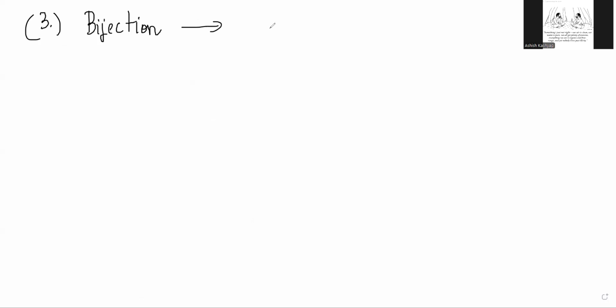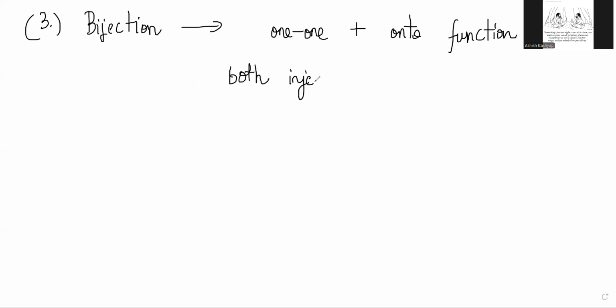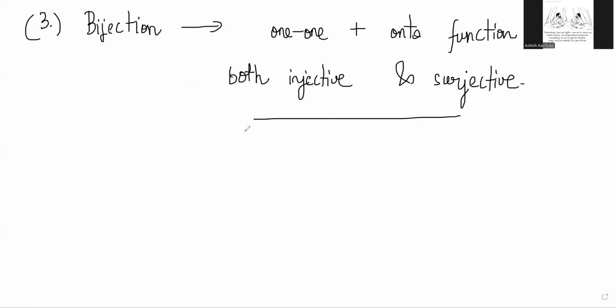A bijection is basically a 1-1 plus onto function. So what this means is it is both injective and surjective. That is the definition of a bijection. You will also learn later that bijective functions are also invertible. They have inverses, right? Let's look at a simple problem.